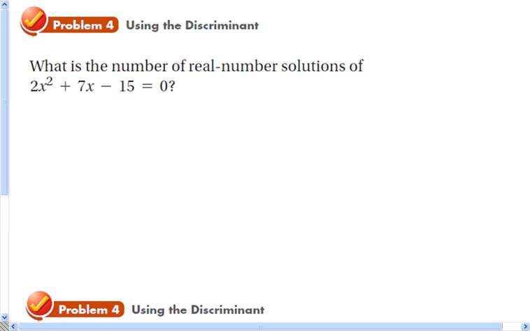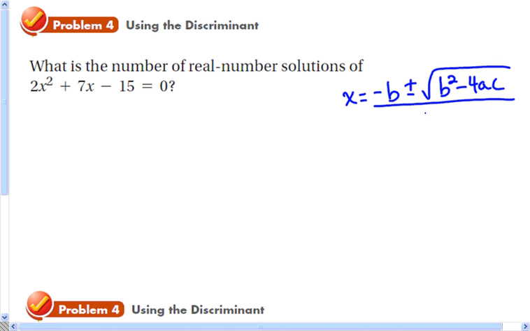The last thing we're going to learn how to do is how to use the discriminant. The discriminant is, in our quadratic formula, the part under the square root. And discriminant is a form of the word discriminate, which means to separate out or see differences. And the differences we're going to see is how many solutions we can have from each equation.